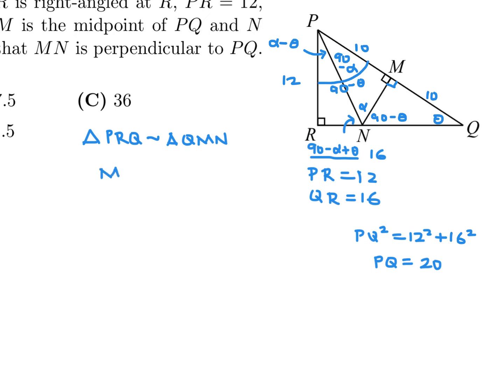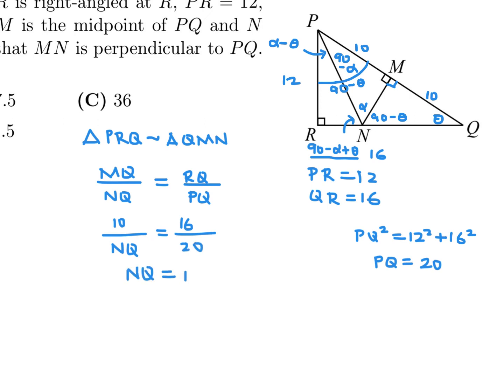That means MQ over NQ will be the same as RQ over PQ. MQ we know is 10, NQ we don't know, RQ is 16, and PQ we figured out was 20. So we can solve for NQ, and it's 12.5. If NQ is 12.5, that means RN would be 16 minus 12.5, which is 3.5.